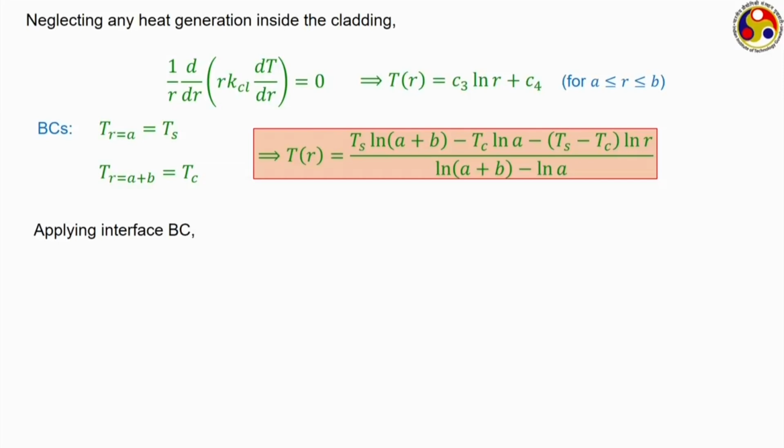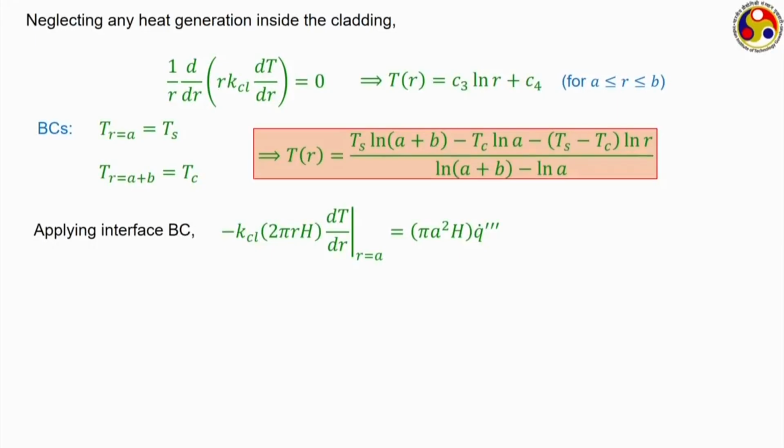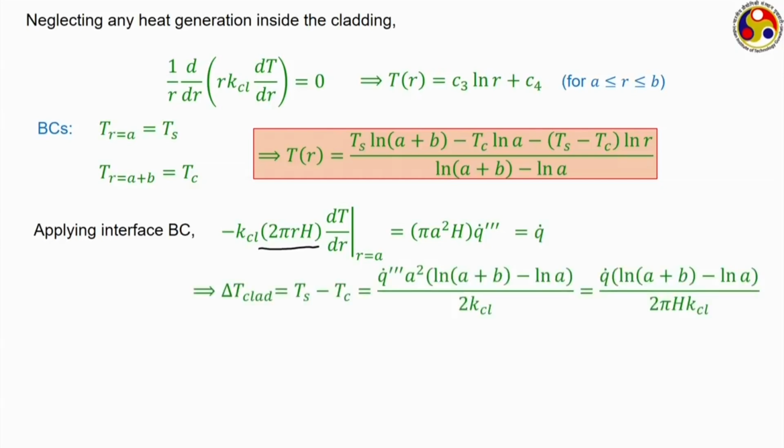And now again we apply the interface boundary condition, that is the total amount of energy that has been produced by the fuel must pass through the cladding itself. So, k dT/dr at r equal to a into the corresponding area should be equal to the amount of energy produced inside the fuel. Here 2 pi r h refers to the area of the cylindrical element at any radius r, and h is the height. And accordingly we get the temperature difference across the cladding equal to q dot into log of a plus b minus log a, by 2 pi h kCl, and hence we can define the thermal resistance for the cladding as this, log of a plus b minus log a by 2 pi h into kCl.